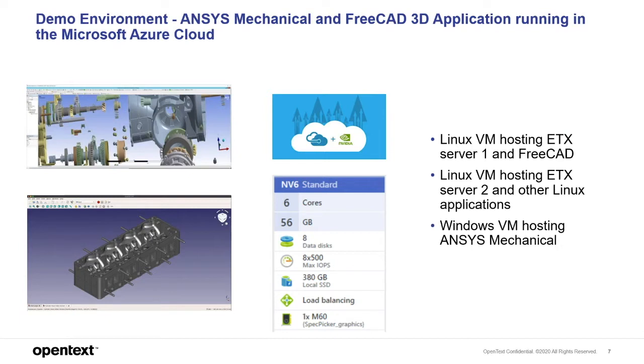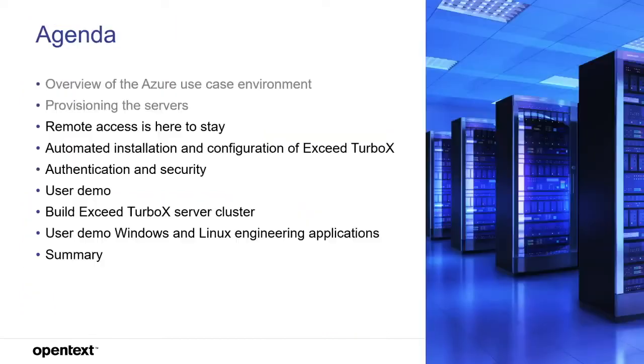It is an NV6 standard machine that has 6 CPU cores, 56 gigabytes of memory, lots of disk space as SSD drives. And at the bottom, you see this one M6T, which is an NVIDIA Tesla virtualized graphics card that can be shared between multiple cloud users, basically. And we will have 3 virtual machines running at the end: one Linux virtual machine hosting the FreeCAD and ETX server, one Linux machine running other Linux applications, and a virtual machine hosting Ansys Mechanical. So we just needed to start the provisioning process in Azure, because that takes several minutes.